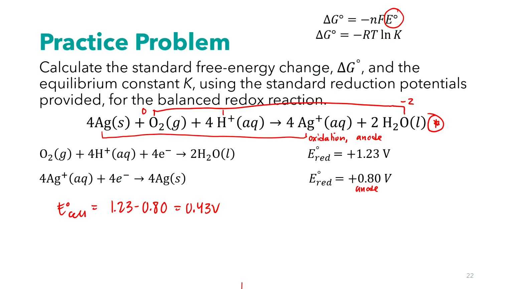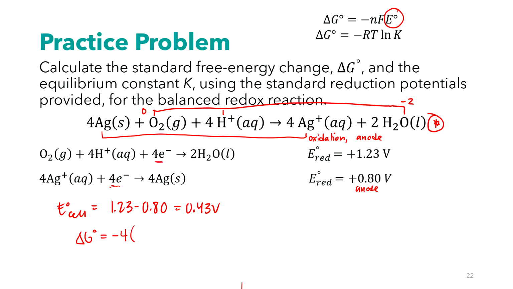I just need to plug in now. My delta G is going to be negative, and my n in both of these, I don't need to add any coefficients. I'm giving 4 electrons the way that I've already written this. If it had been just Ag+ over to Ag, you would have needed to, in your mind, decide that you were going to multiply by 4. But that's got to be the balanced redox reaction. So there's 4 electrons. Okay?